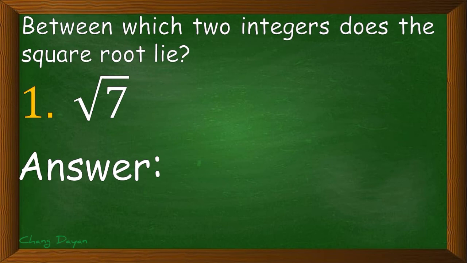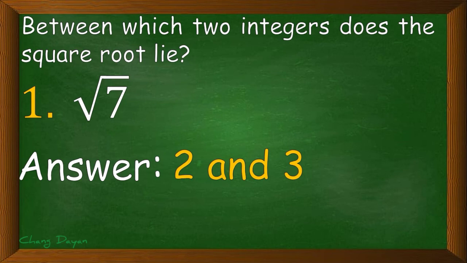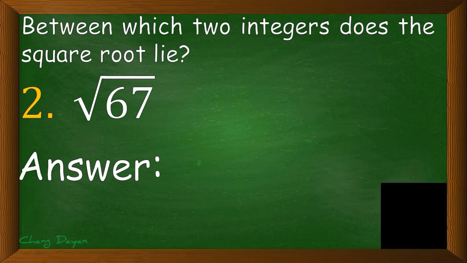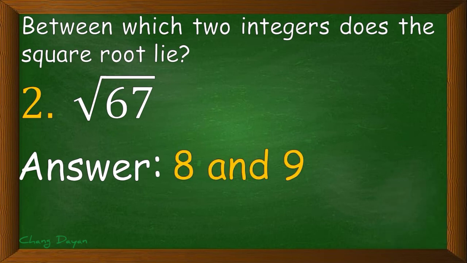Now, between which two integers does square root lie? Number 1, square root of 7. Answer is 2 and 3. Next, between which two integers does the square root lie? Square root of 67. Correct answer is 8 and 9.